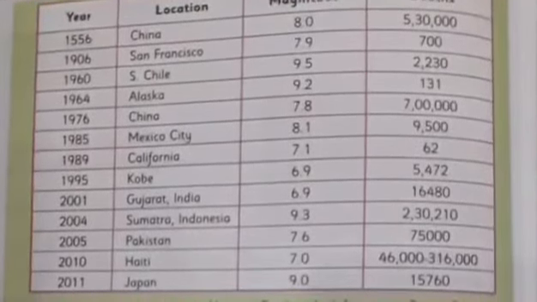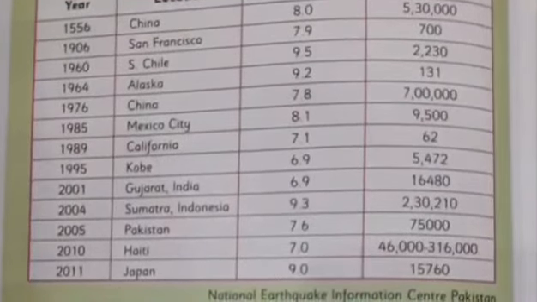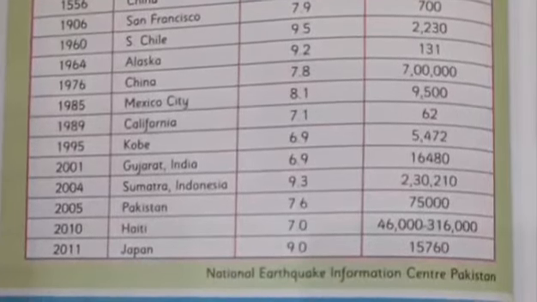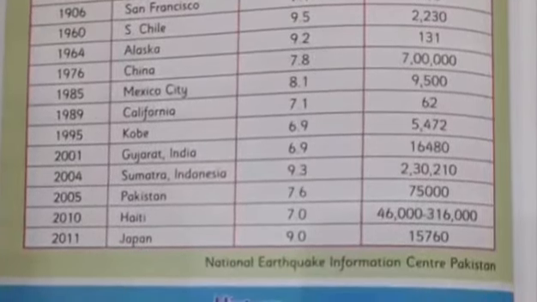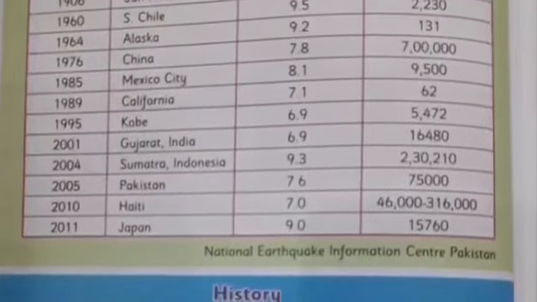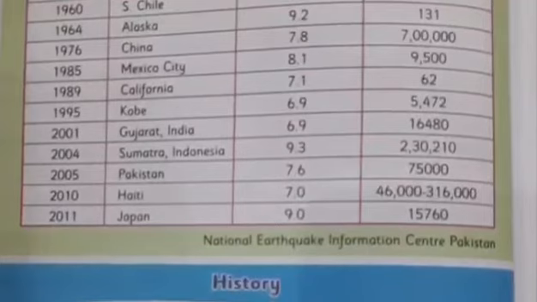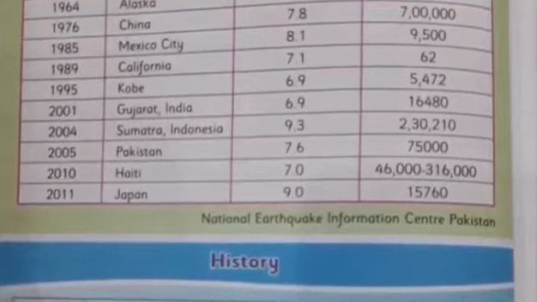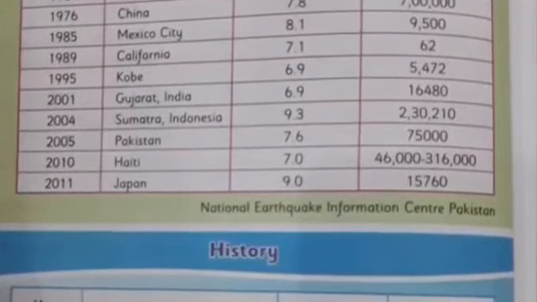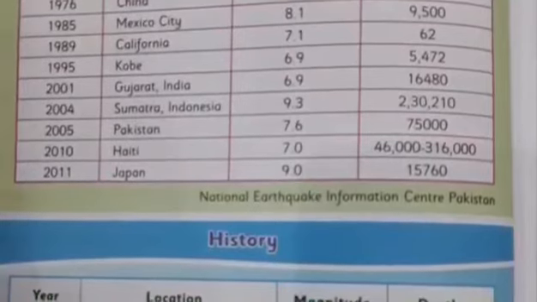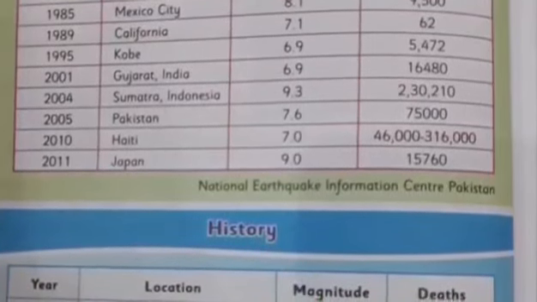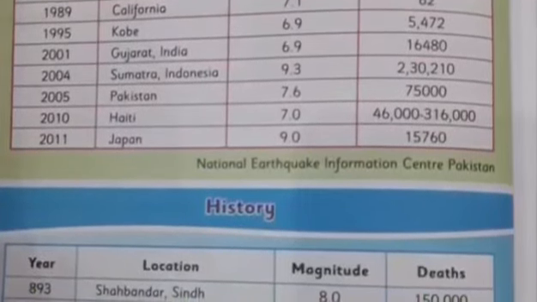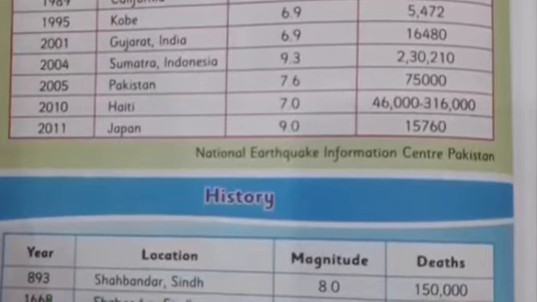And there's a history. For example, in the year 1556 an earthquake occurred in China, and its magnitude was 8.0, and deaths, you can say, were 530,000. Then back in 1906 an earthquake hit San Francisco, and its magnitude was 7.9, and the total death toll recorded was 700. And then back in 1960, and then 1964, then 1977, and so on.